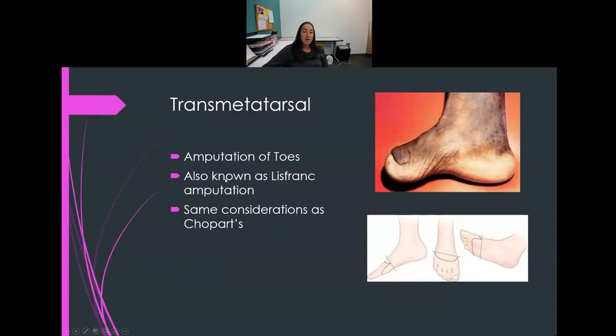And this one's also called Lisfranc, depending on where exactly they cut. And it has the same considerations of Chopart. Still poor balance, still poor proprioception, still difficulty weight bearing through that surface.